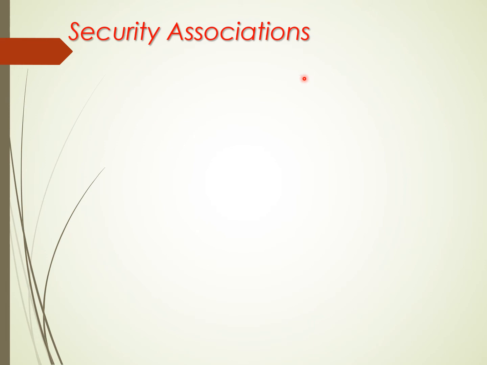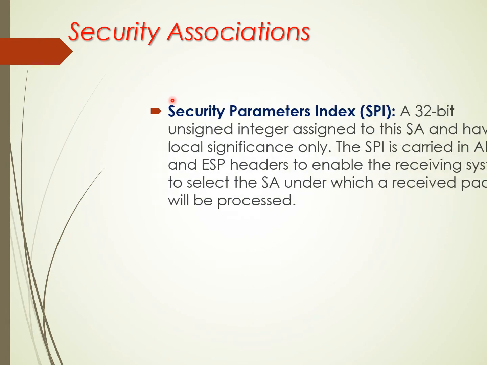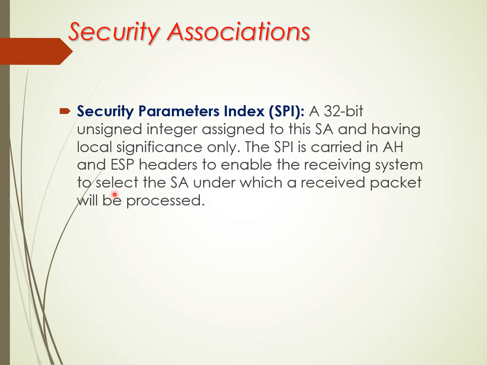Next, we'll move on to security associations. Some parameters are associated with the security association. What are these parameters? The Security Parameter Index, that is SPI, is a 32-bit unsigned integer assigned to this security association and having local significance only. The SPI is carried in AH and ESP headers to enable the receiving system to select the security association under which a received packet will be processed.